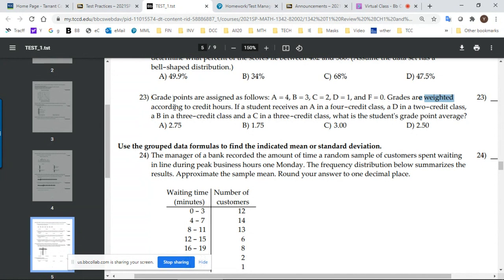The grades are weighted according to the credit hours. So if a student receives an A in a 4 credit class, D in a 2 credit class, B in a 3 credit class, and C in a 3 credit class, what is the student's GPA or grade point average? What is the student's GPA?